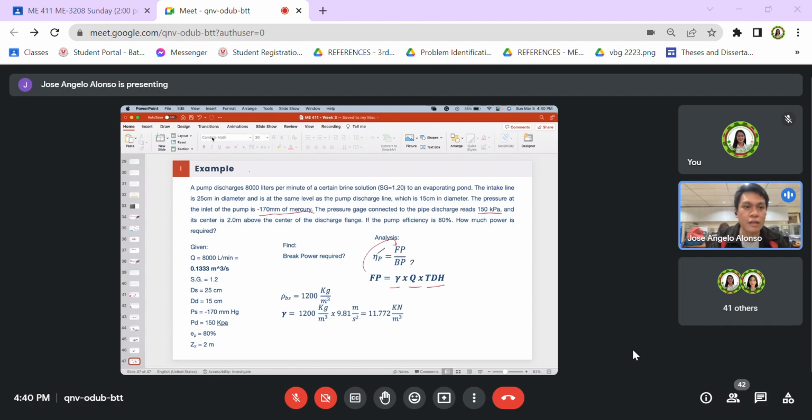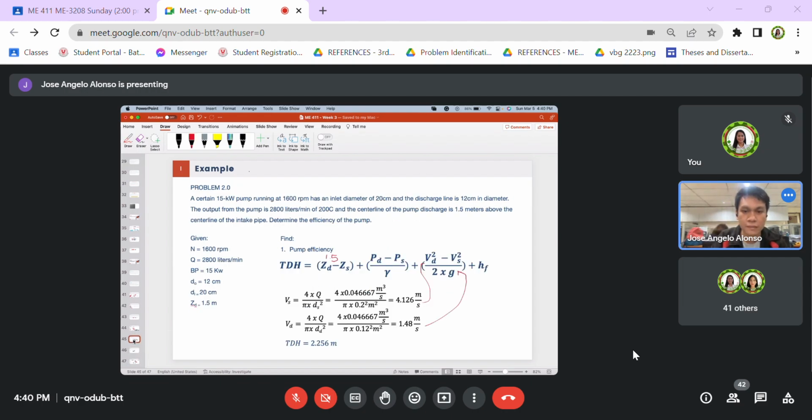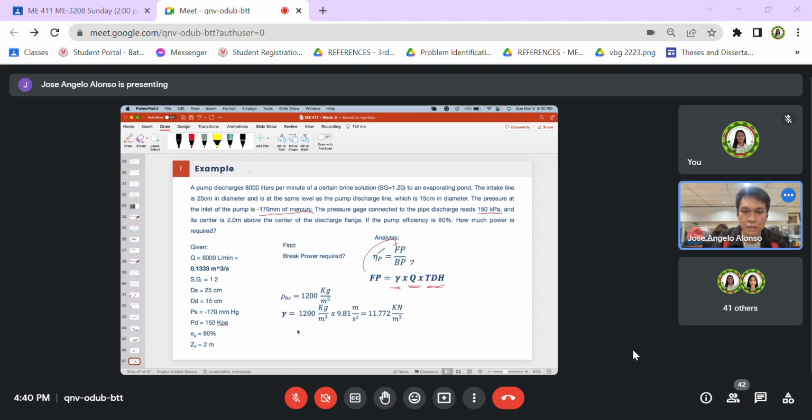So we have the value already for the volumetric flow rate, which is 0.133 cubic meter per second. We have the value for the specific weight of the brine solution. Let's just find the value for the total dynamic head. We'll use this equation to calculate the total dynamic head.